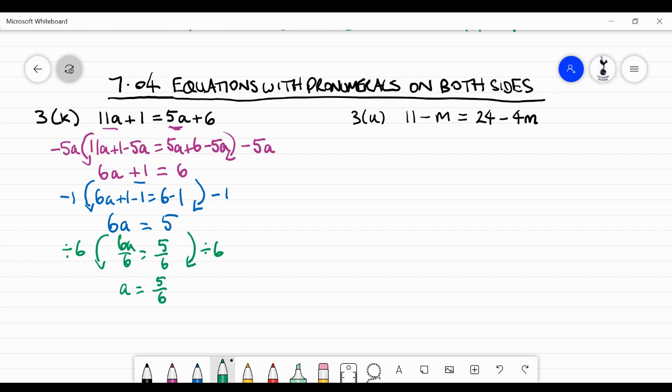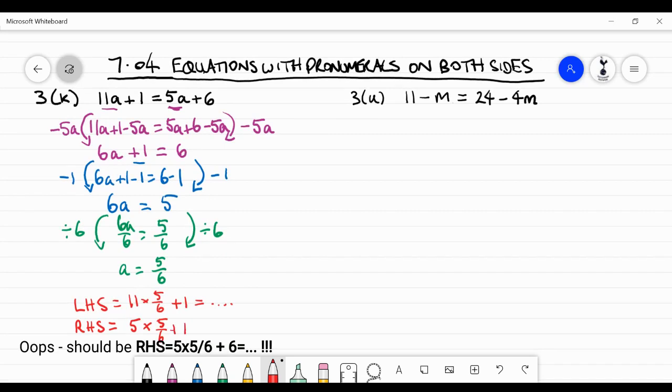Okay, and if we want to, I don't know if I've got time in this 5-minute video to check the left-hand side and right-hand side, but the next step would be for you to check it. So you go LHS equals 11 times 5 on 6 plus 1 equals, and I'll let you work that out, and the right-hand side is equal to 5 times 5 on 6 plus 1, which is equal to, and hopefully that should equal the left-hand side. And that will be correct.